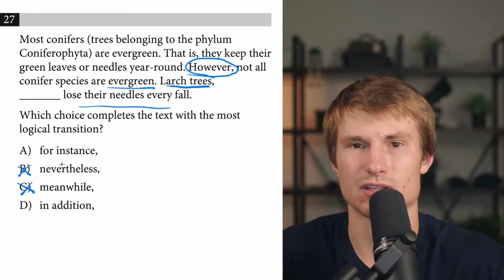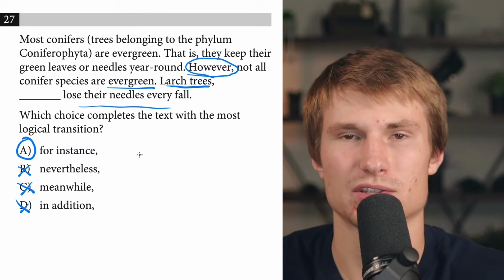It wouldn't be "in spite of something," okay, so "nevertheless" wouldn't work, and it's not "in addition to something." We are giving an example, so our answer would have to be A, for instance.